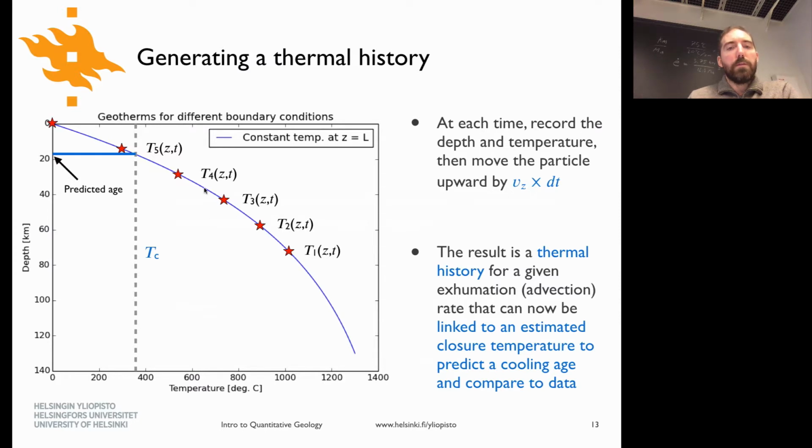If we know the closure temperature, we can figure out what depth we were at when we passed through the closure temperature, and then we know the rate of exhumation from that. So yeah, does this kind of make sense or not really? Yeah, kind of.